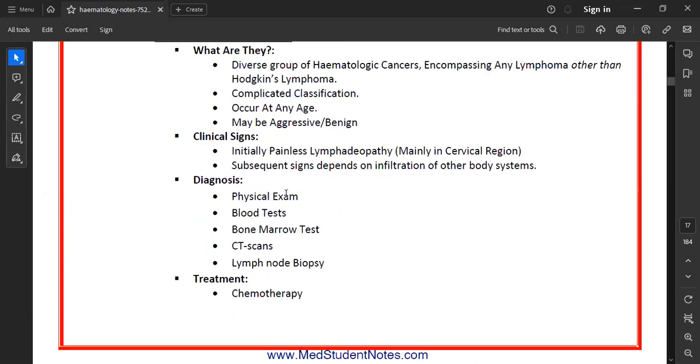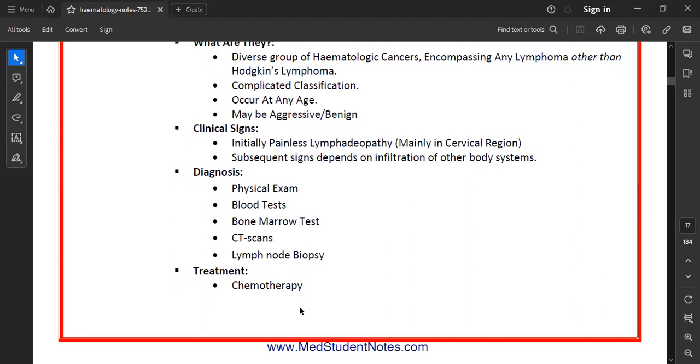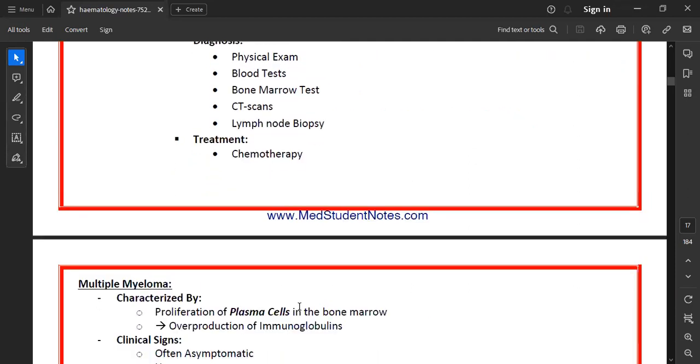Diagnosis is just like the other one: physical exam for lymphadenopathy, splenomegaly, hepatomegaly, blood tests, and bone marrow tests. So you need to do your bone marrow aspiration and observe. You can also do a CT scan or lymph node biopsy. Treatment, we've said it will be covered. It's mostly chemotherapy.